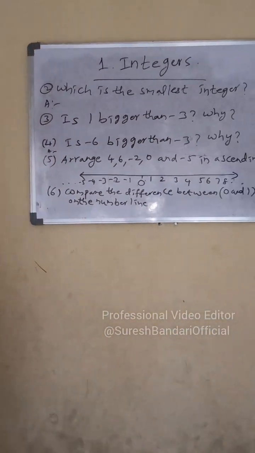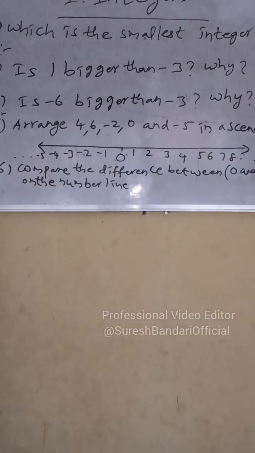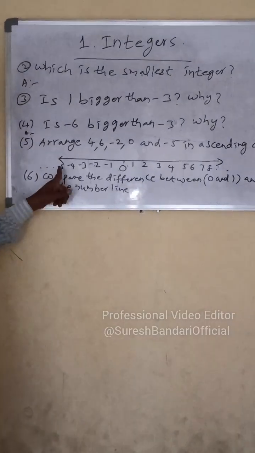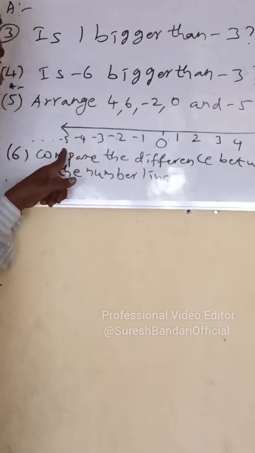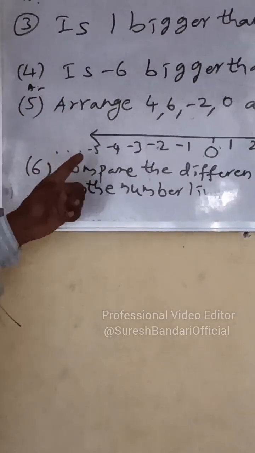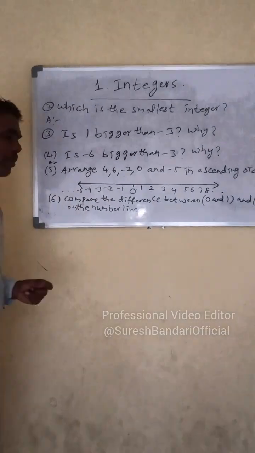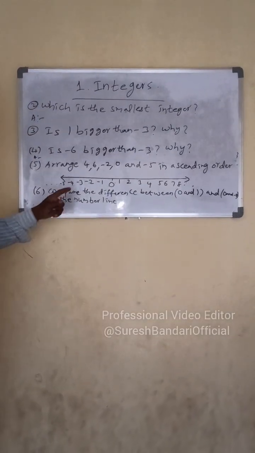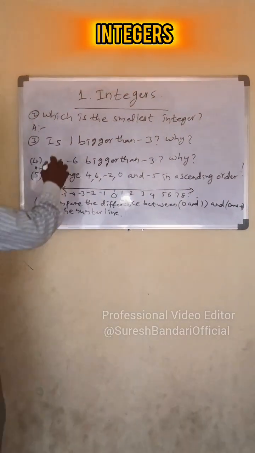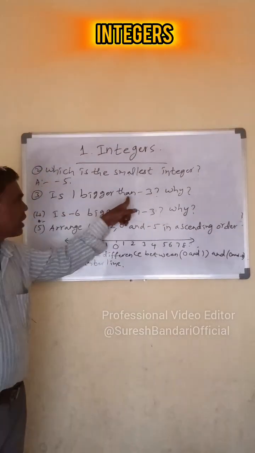So second question: which is the smallest integer? In this number line, some numbers are already represented. In all these numbers, which is the smallest? Here the negative numbers go up to minus 5. Among negative numbers, the one with the biggest value is the smallest. One thing you have to remember: among negative numbers, the biggest number is the smallest. So minus 5 is the smallest integer.